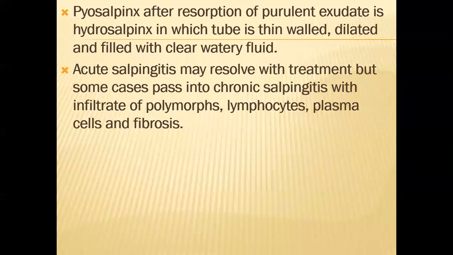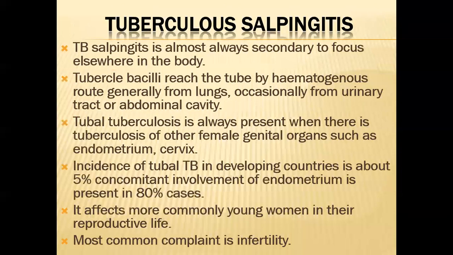and it can lead to the involvement of adjacent organs. It can involve the peritoneum. It can lead to ectopic pregnancies. It can lead to rupture of the fallopian tube. Now, TB salpingitis, the tuberculous salpingitis.